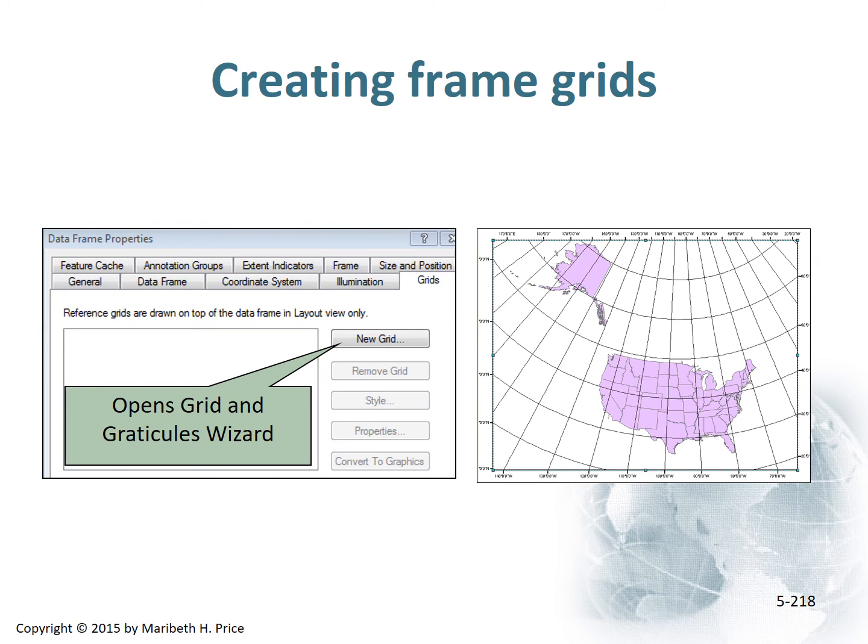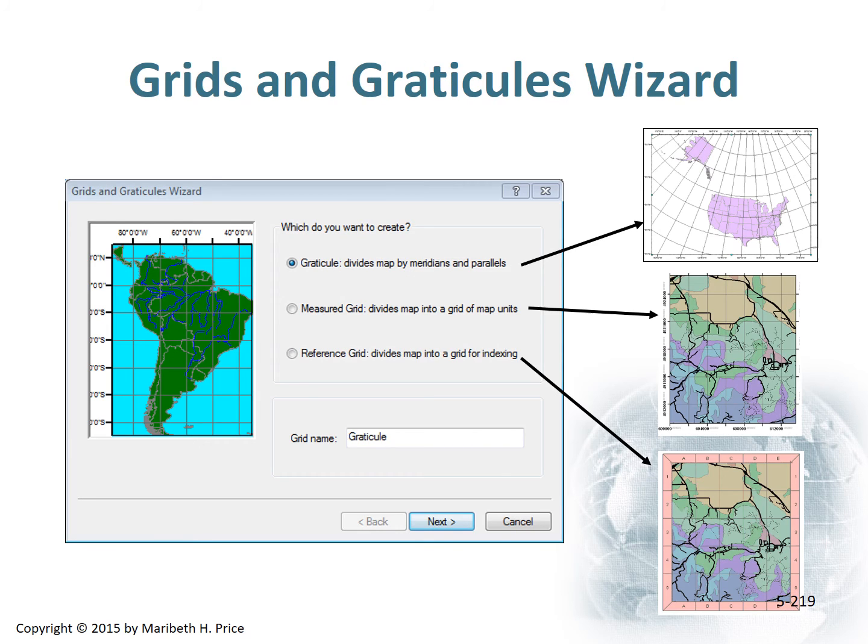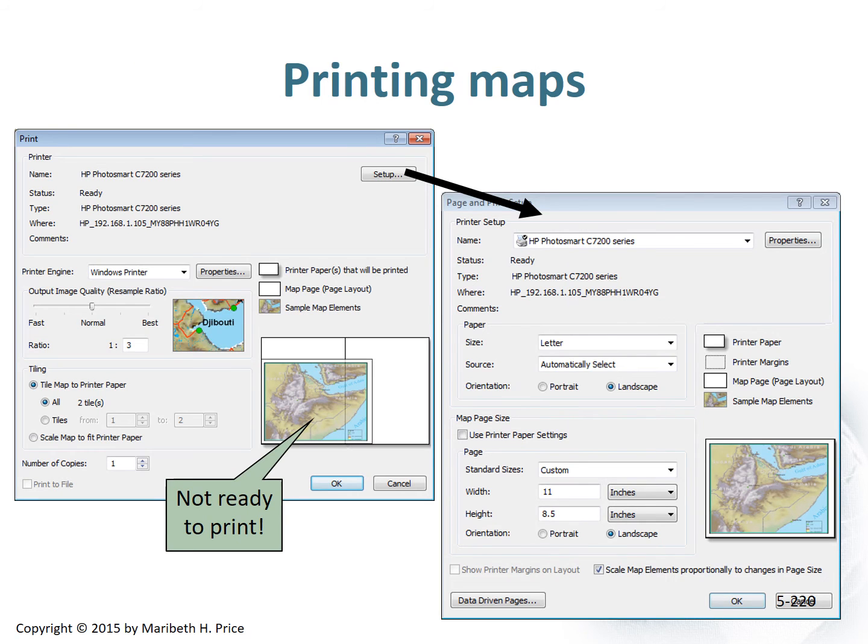From the data frame properties is where you place in grids. Grids and graticule grids have their own little wizard to make sure that you get exactly what you're looking for once you start making grids.